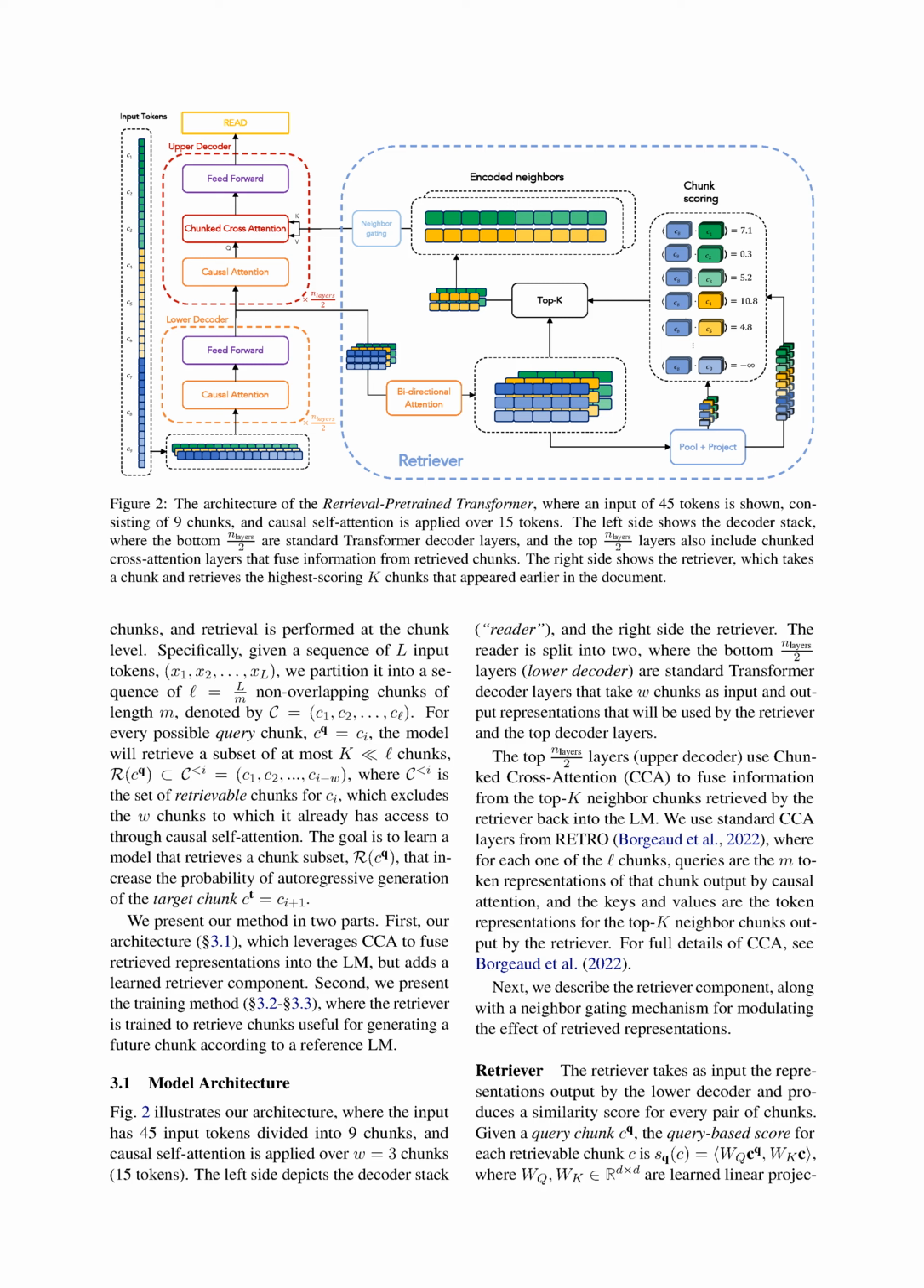Here, for each one of the smaller divisions in the chunks, we have something known as queries, which are the token representations of that specific chunk. These are output by the causal attention mechanism. The keys and values, on the other hand, are the token representations for the top K neighbor chunks, which are output by the retriever. If you'd like a more in-depth look at how CCA works, we'd recommend checking out the Retro paper. Now, let's discuss the retriever component of our model.